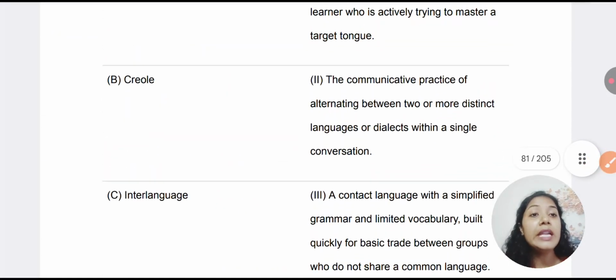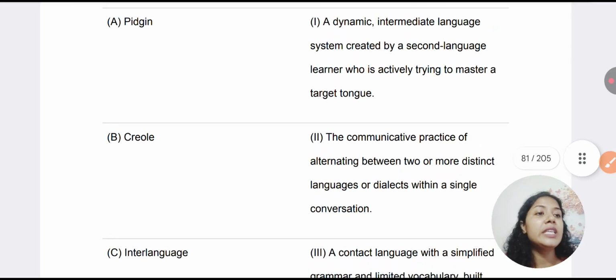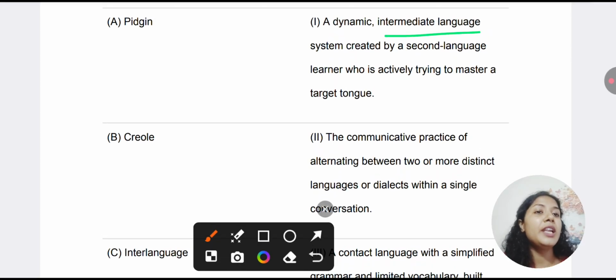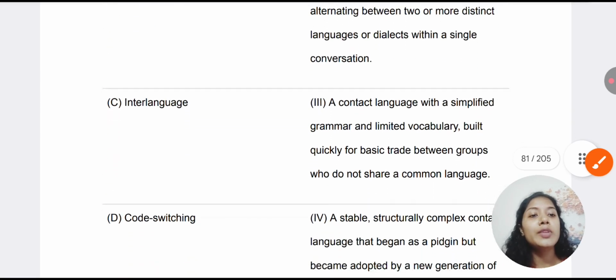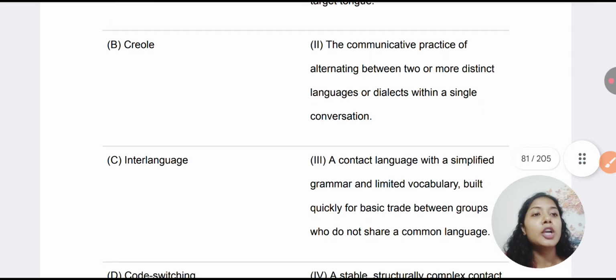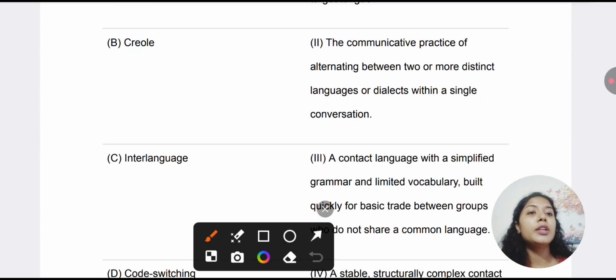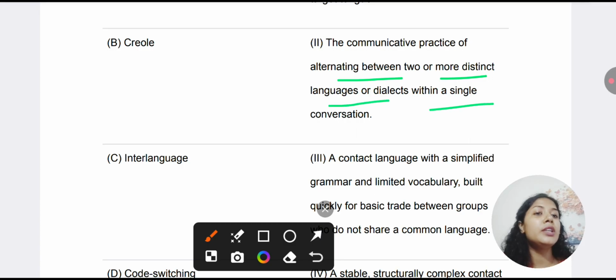See, you have interlanguage. So interlanguage is a dynamic intermediate language system created by a second language learner who is actively trying to master a target tongue. Okay, like when we learn German, French, Spanish, Italian. Then you have code switching. So code switching is a communicative practice alternating between two or more distinct languages or dialects within a single conversation.